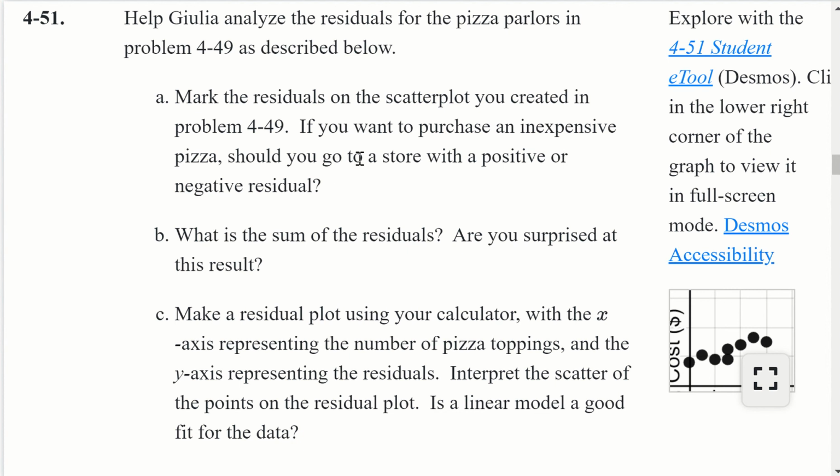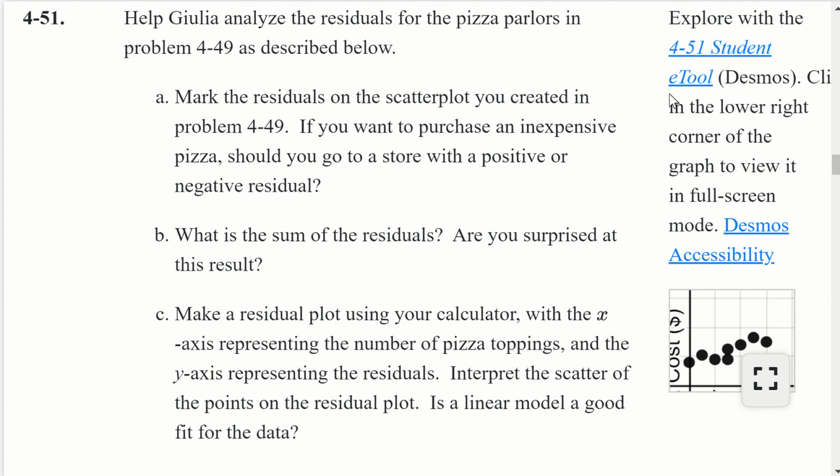It would start with, if I wanted to purchase an inexpensive pizza, I would choose a store that had blah blah blah, right? What is the sum of the residuals? Are you surprised at this result? And then finally, make a residual plot using your calculator.